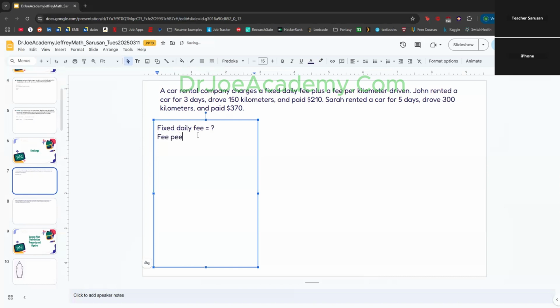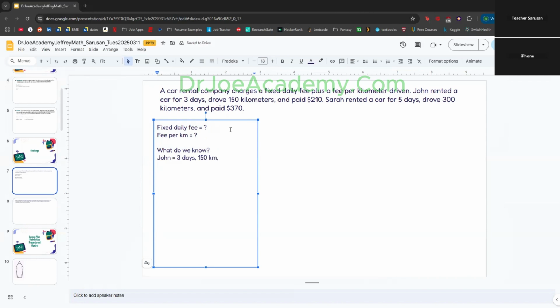So I'll just say this information for now. So the fixed, whoops, this should be per. So the fixed daily fee is what we need to find, and the fee per kilometer is another thing that we need to find. So what else do we know so far? That John rented the car for 3 days and drove for 150 kilometers, and he paid $210. And Sarah rented it for 5 days and drove 300 kilometers and paid $370.